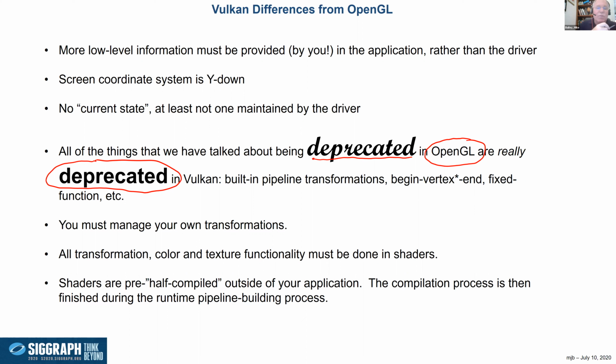One of the things that means is everything must be done in shaders. In Vulkan, there is no fixed function pipeline. Everything needs to be done in shaders. And what's kind of cool, it takes a little getting used to, but it's actually a good thing, is your shader gets sort of half compiled outside of your application. And again, we'll talk about that because that's something really big we need to know about.